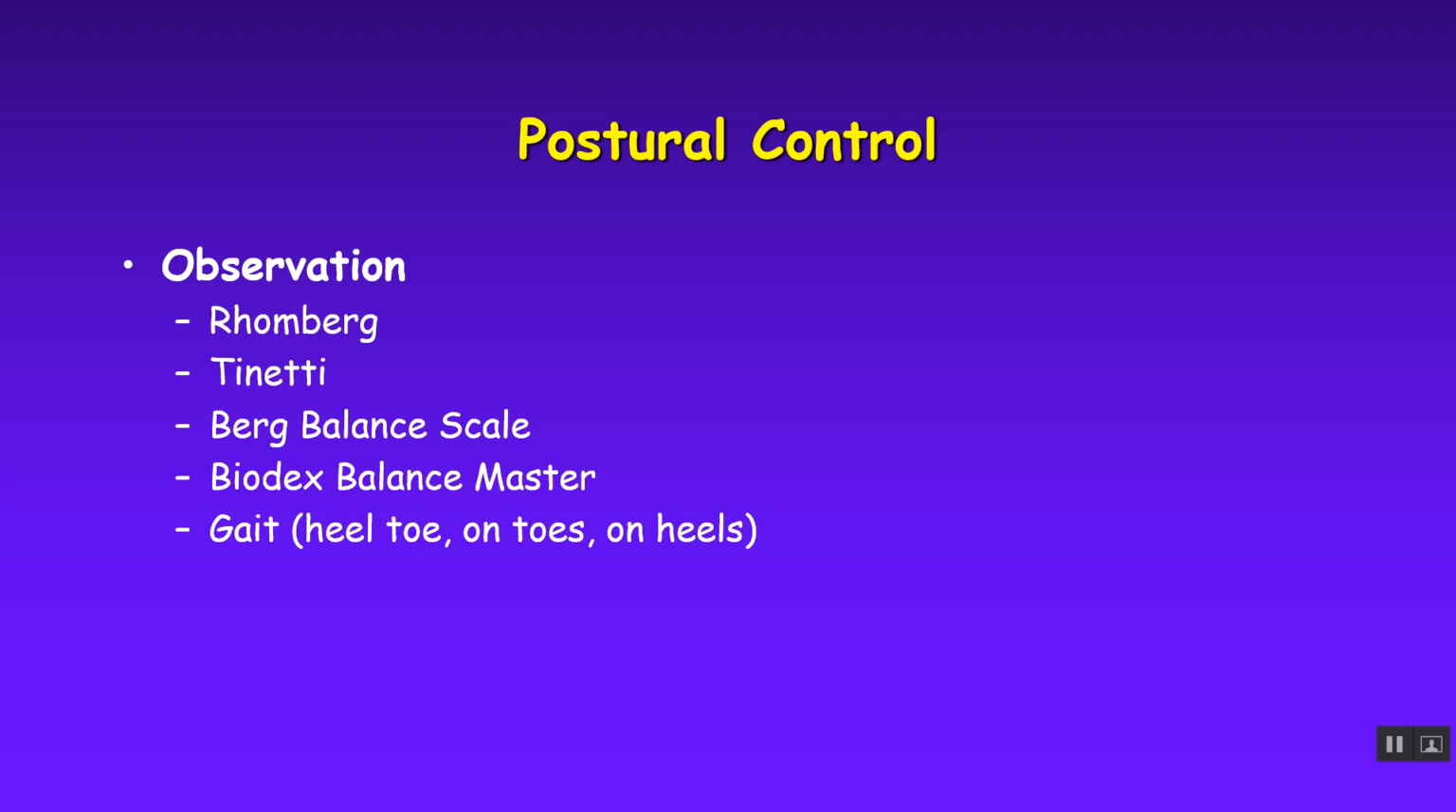The Tinetti, Berg Balance Scale, those are all clinical balance tests that give us some indication of postural control. Kind of the gold standard is more with the Biodex Balance Master System or the NeuroCom system. You know the Biodex unit in there, there's a little platform you stand on. You can see your center of gravity, and you just stand there, and it'll measure for 30 seconds. You do it 3 times.